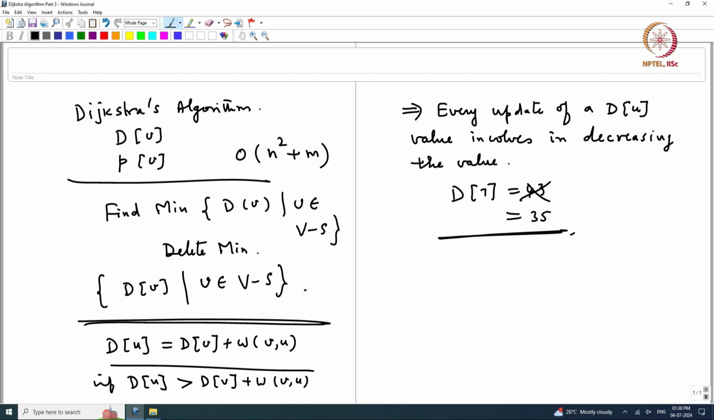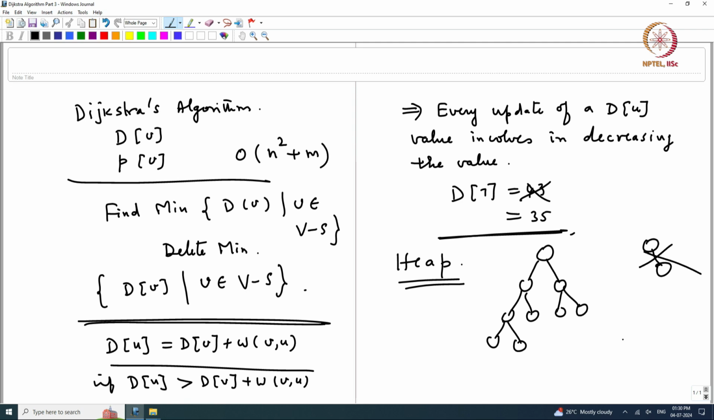One data structure that implements finding the minimum and deleting the minimum in an easy way is the heap. Heap is a well known data structure. This is a binary tree, and in this binary tree all leaves are placed as much to the left as possible. So, for example, this is an example of a heap. This is not a heap because this leaf cannot be there.